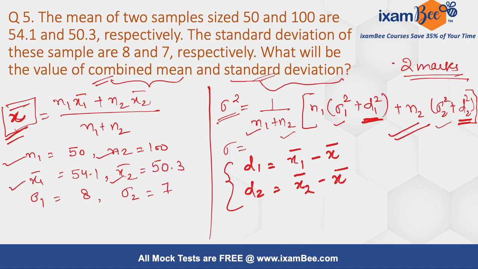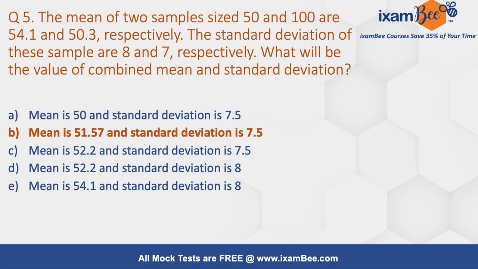These are quite lengthy questions and take practice to solve quickly. So practice these types of questions. There can be other questions for 1 mark also, where you have to find the value of only one thing, like only the standard deviation using this formula. Let's see the answer for it. Once you solve the question, you will find the mean is 51.57 and the standard deviation is 7.5.